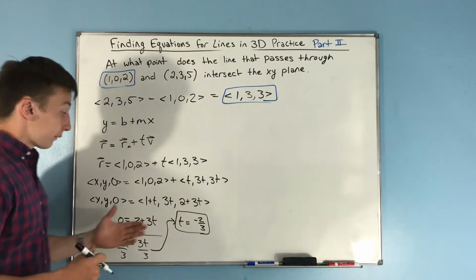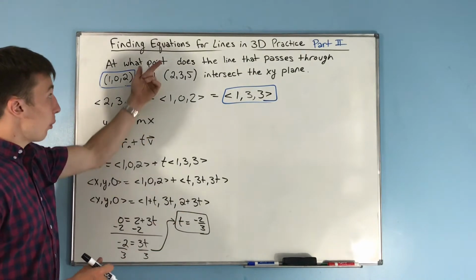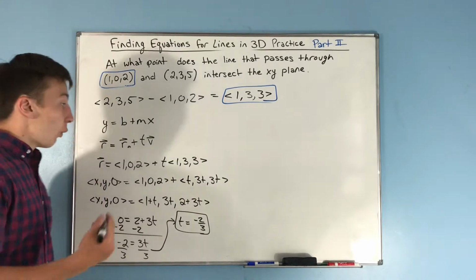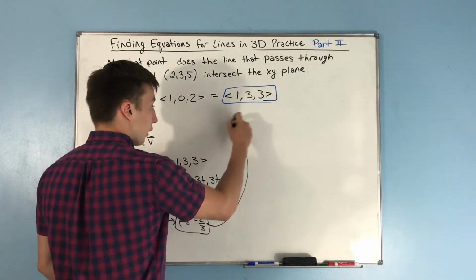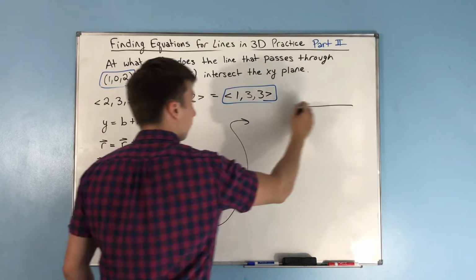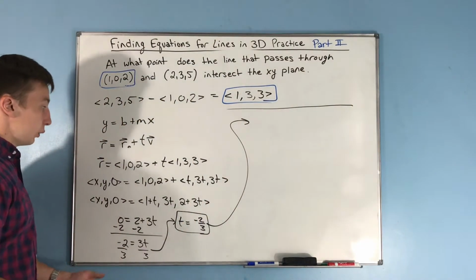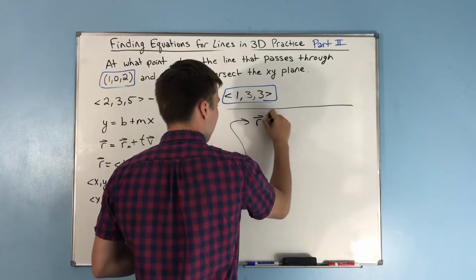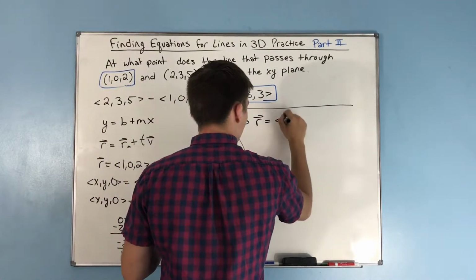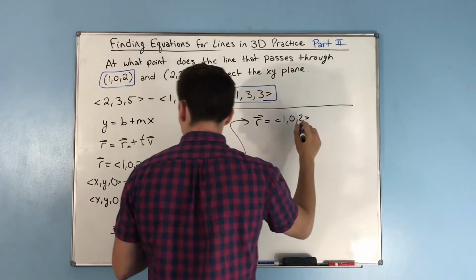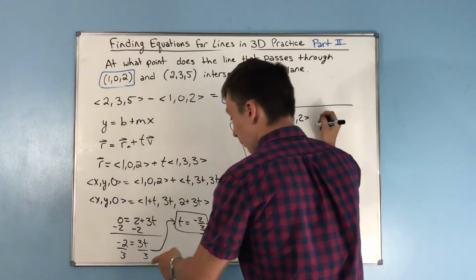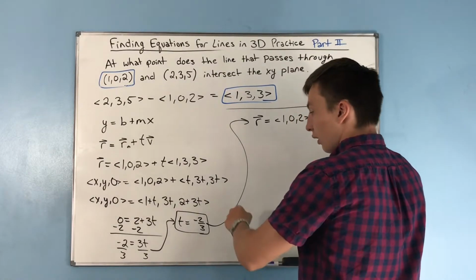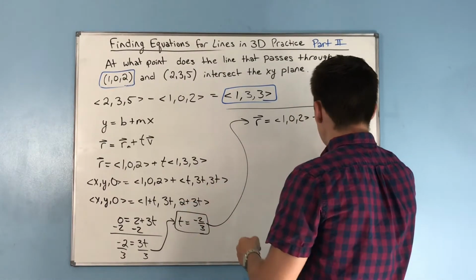Okay, so we need to figure out that point though, because it's asking at what point. We're not just going to give them t equals negative 2/3. We're going to plug that in to our line equation, our vector equation for a line, and we're going to figure out the point. So we get that r is now going to be equal to this 1, 0, 2 plus, it's actually going to be, let's do minus 2/3, and then our vector is 1, 3, 3.